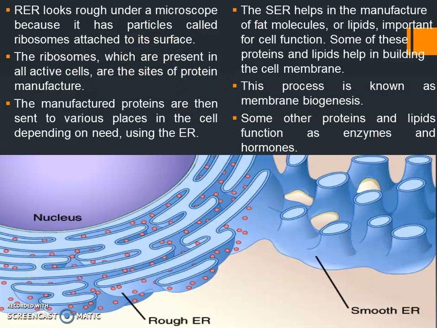They look rough under a microscope because they have particles called ribosomes attached to the surface. You can see many pink colored structures here, right? These are nothing but the ribosomes. Because these ribosomes are attached to its surface, it appears rough in the microscope. The outer covering of the endoplasmic reticulum looks rough because of the ribosomes attached to its surface.